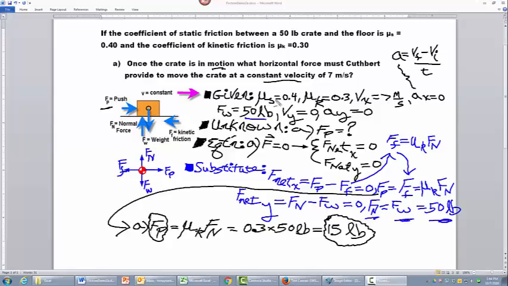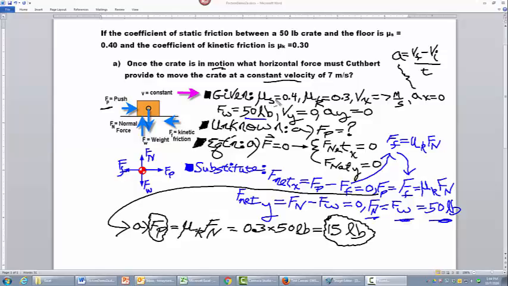We had previously that the pushing force by Cuthbert has in magnitude the frictional force, which is mu sub k times the normal force. So we write F sub p is mu sub k times the normal force. We substitute in for mu sub k a value of 0.3 with no units, and for the normal force we substitute in 50 pounds. We get that Cuthbert must push at a force of 15 pounds to continue the motion of the crate along the horizontal surface at a constant 7 meters per second.